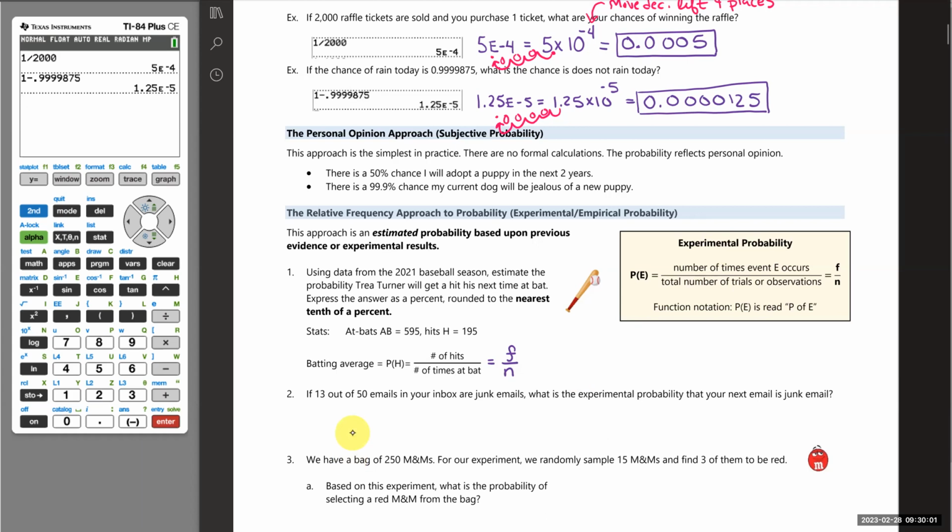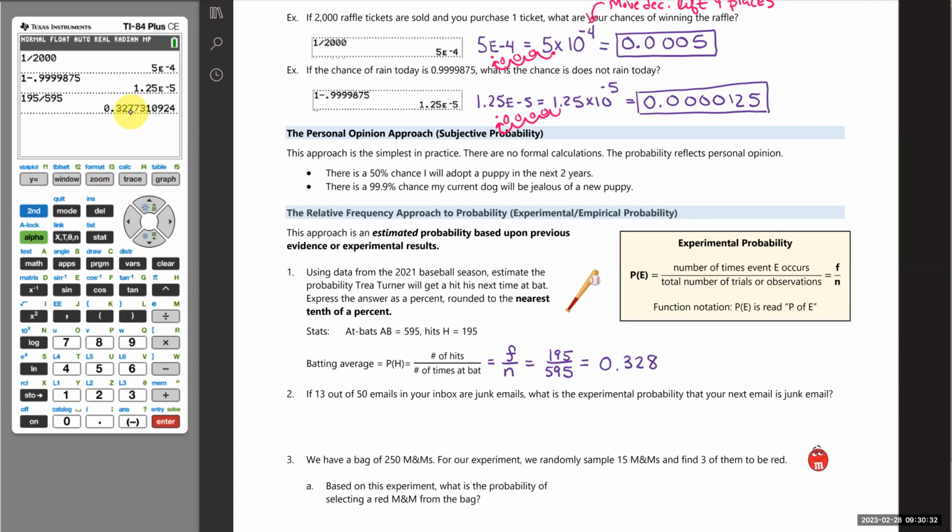And let's fill in these values. So he had 195 hits. He went to bat 595 times. And then I'm going to write that as a decimal first. So 195 divided by 595. Now I'm going to do 3 decimal places. That's often what they do in baseball. So 0.328. So 3 decimal places. So that's a batting average of 328.